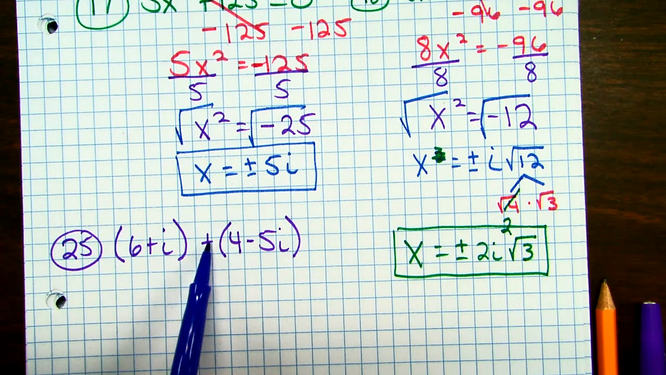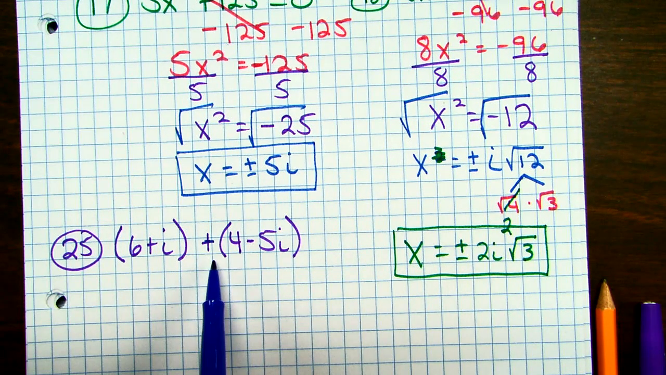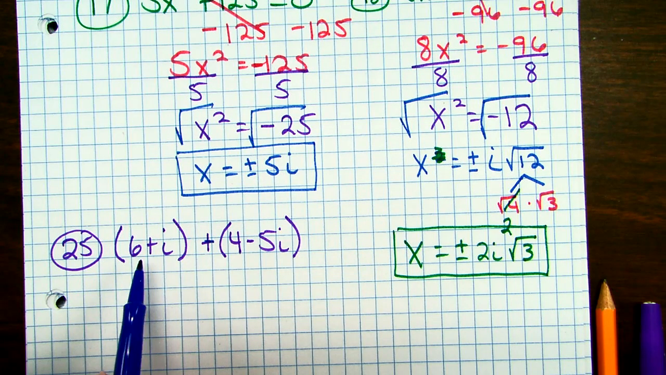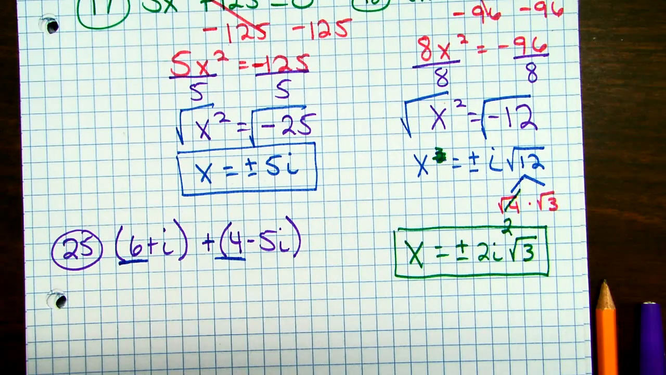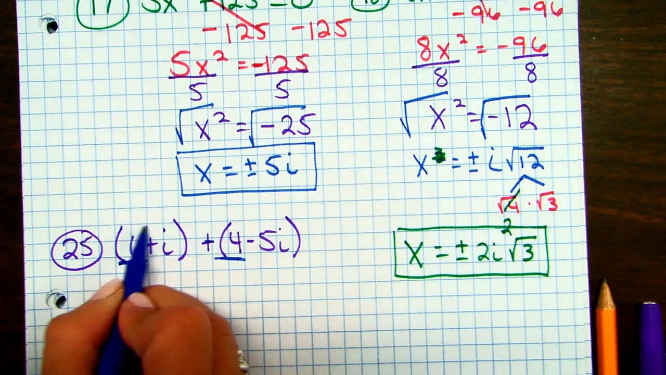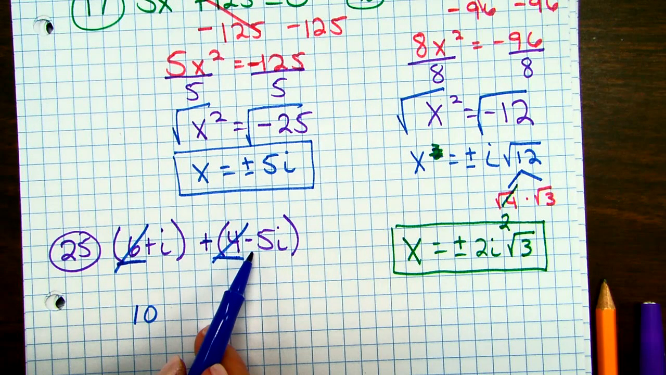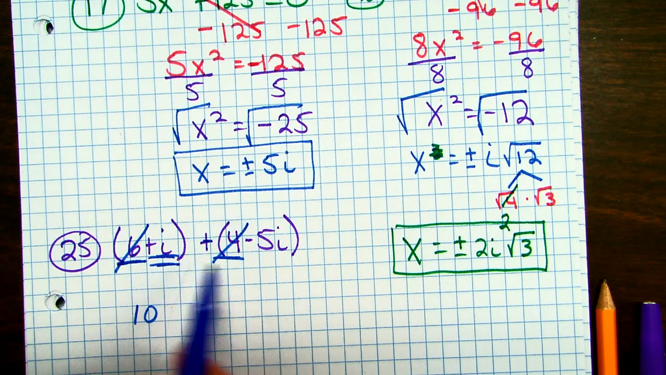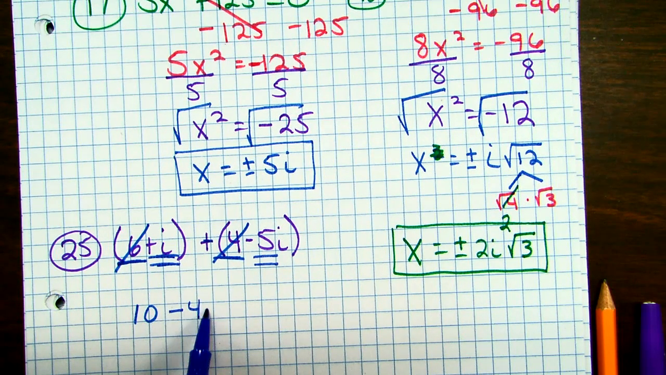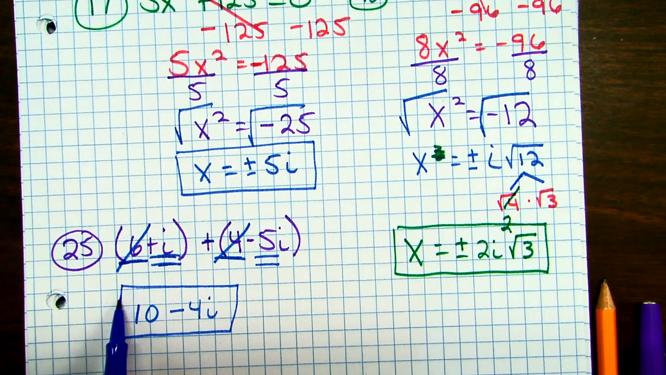So this is addition, so I don't have to change any signs. Okay? If it were subtraction, I'd change all those signs. I'm just looking at like terms. These are the easiest ones on the test, the quiz. 6 plus 4, 10. Right? We did those. Those are done. 1i plus negative 5i. That is it. That's the final answer.